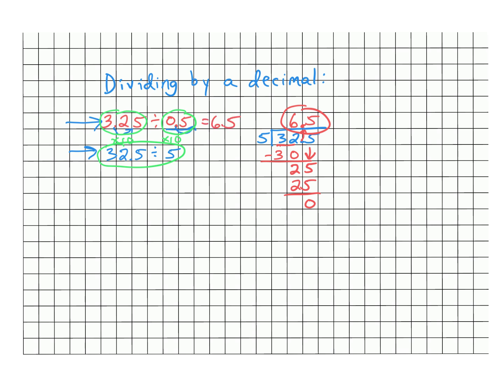So going through and dividing by a decimal, well, we just don't do it. We change the problem so we're actually dividing again by a whole number. Let's go through and do another one.